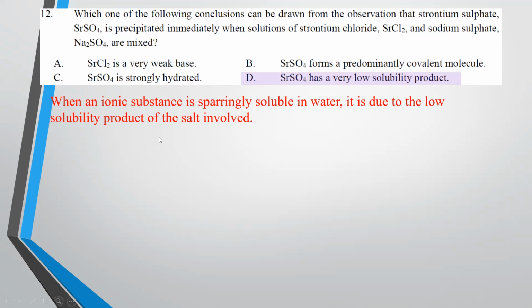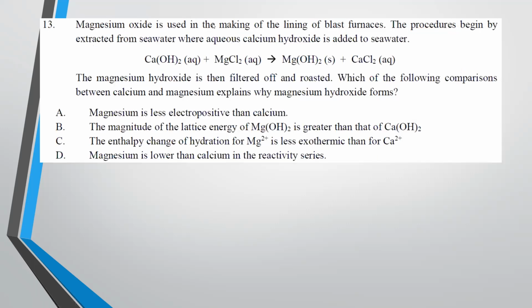Immediately we go to question number 13. Magnesium oxide is used in making the lining of blast furnaces. The procedure begins by extracting from seawater, where aqueous calcium hydroxide is added to the seawater. So Ca(OH)2 plus MgCl2 gives Mg(OH)2 plus CaCl2. Here you can see that we form a precipitate of Mg(OH)2. The magnesium hydroxide is then filtered off and roasted. Which of the following comparisons between calcium and magnesium explains why magnesium hydroxide is formed?